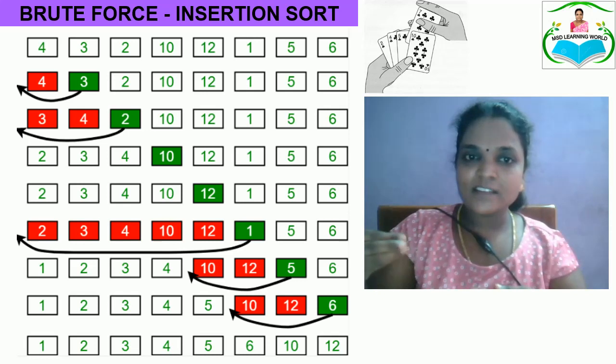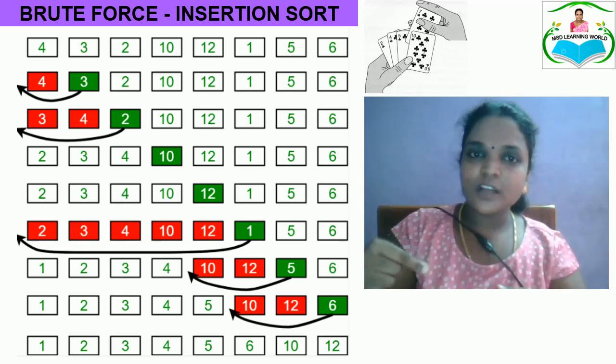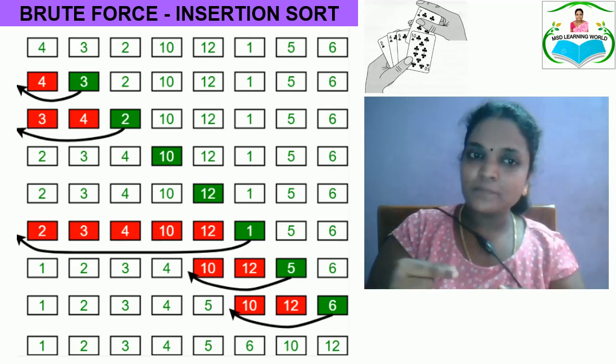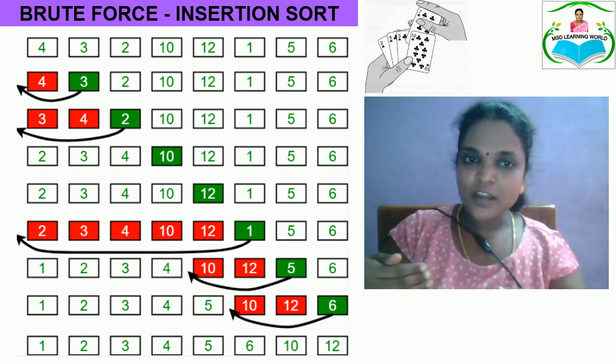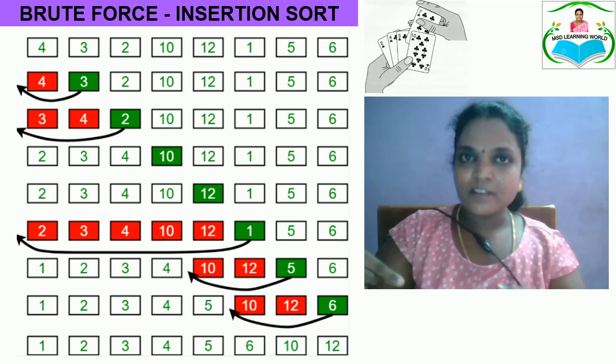Now the next card is the fifth card, which is 12, and the fourth iteration starts. The card 12 is checked with 10. 10 is already smaller, and so are 4, 3, 2. So 12 is placed in the same position. Now I am going to take the sixth element, which is 1.